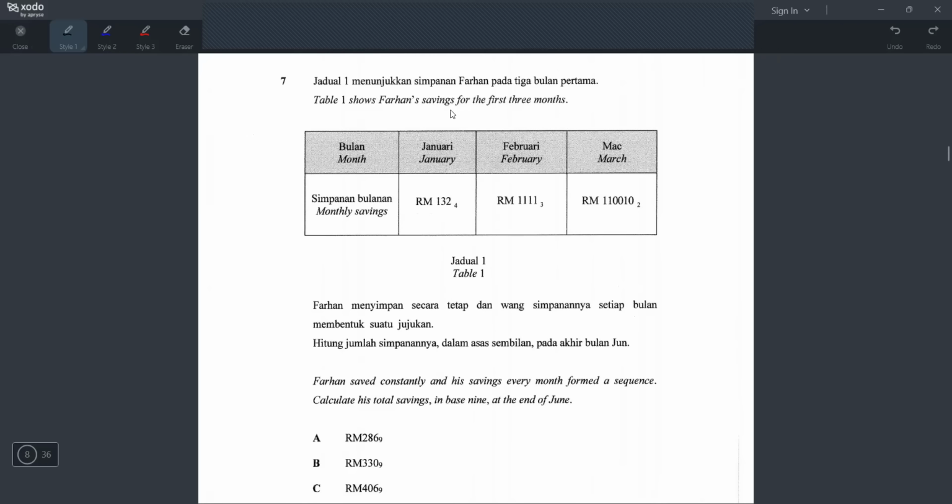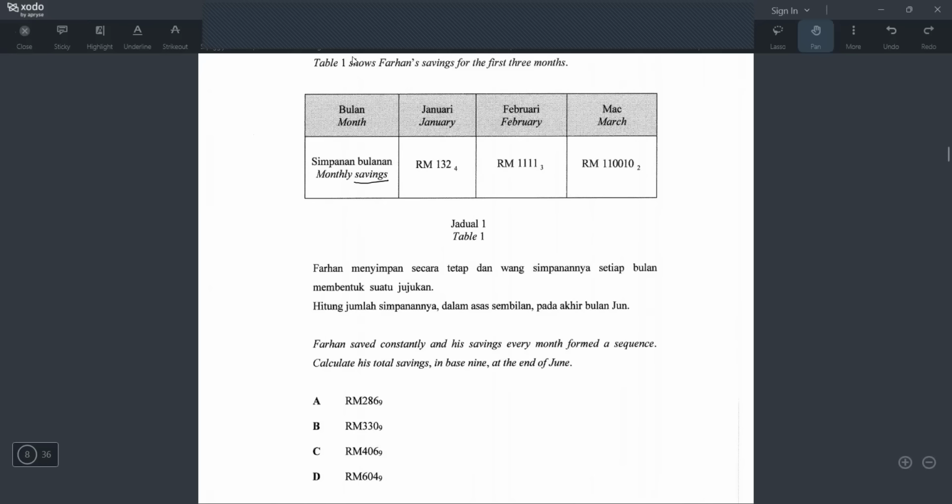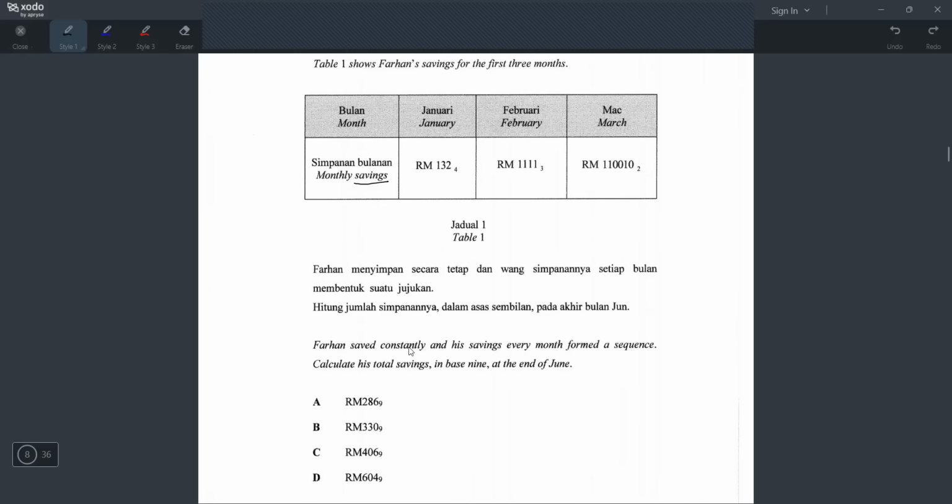Okay, number 7. Table 1 shows Farhan's savings for the first 3 months: January, February, March. So these are all in RM, because they are representing savings, right? But they are all in different bases: base 4, base 3, base 2. So this is definitely a number base question. Let's see what I want. Farhan saved constantly and his savings every month formed a sequence. Calculate his total savings in base 9 at the end of June.